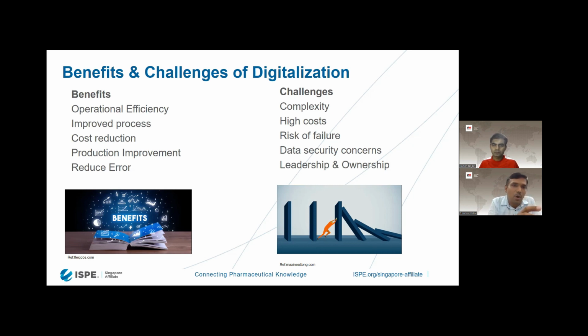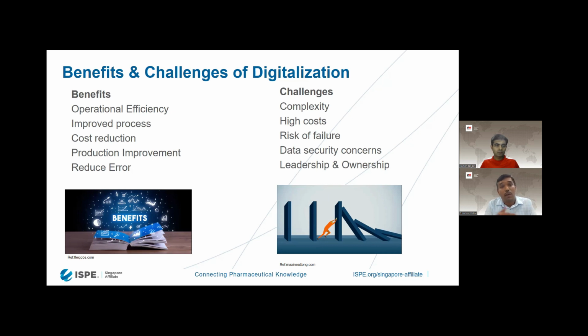For example, operational efficiency will increase, the process improves, and cost reduction will be there. Our operation cost will go down. Production improvement is there because we are using digitized systems, and there is no manual intervention with these digital technologies. So the production will definitely increase.